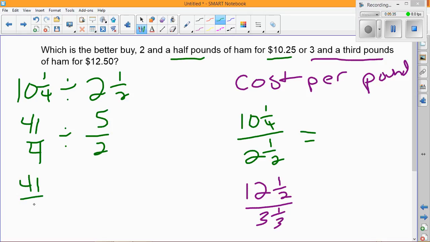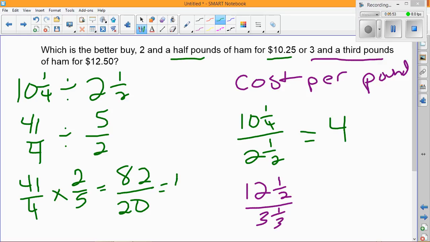Use the keep, change, flip method, and I'm going to end up with 82 over 20, and 20 goes into 82 4 times, with 2 left over, and 2/20, this is the same as 1/10. So 4 and 1/10, or 4, and we want to think of percent as 100, so that should be 10 cents, $4.10 per pound.